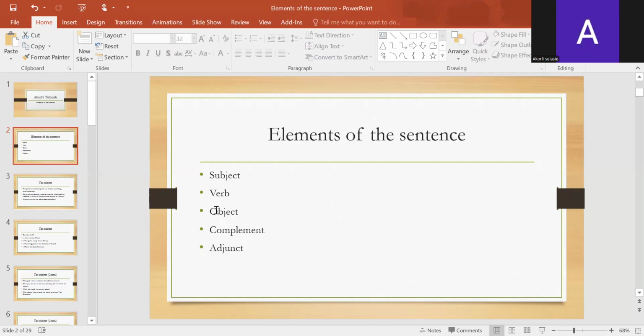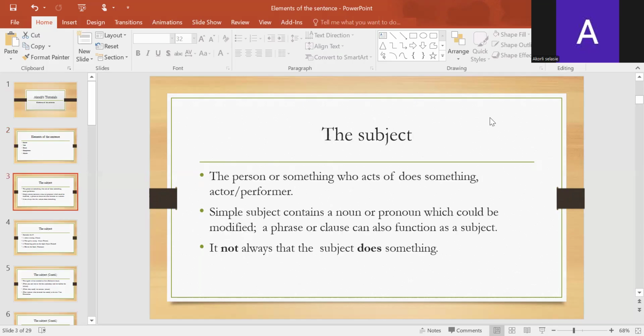What then is a subject? What is a verb? What is an object? What is a complement? What is an adjunct? Now, a subject is a person or something who or which acts or does something. So it is an actor or performer.